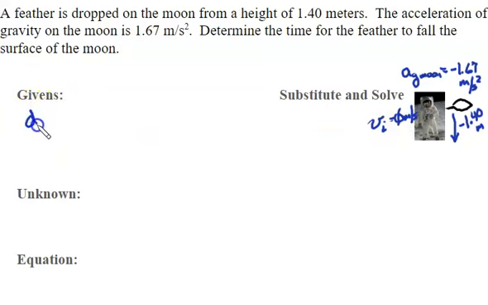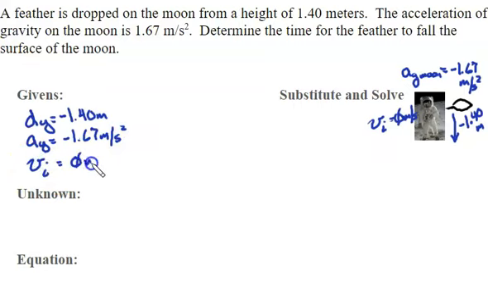Given these things, we can go distance in the y is negative 1.40 meters. And that negative is going to become important when we do the math. Acceleration in the y is negative 1.67 meters per second squared. And our velocity initial is 0 meters per second. The thing that we're trying to find is the time, and that's going to be in seconds.